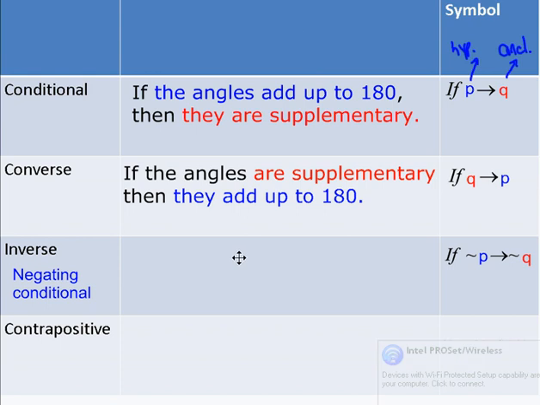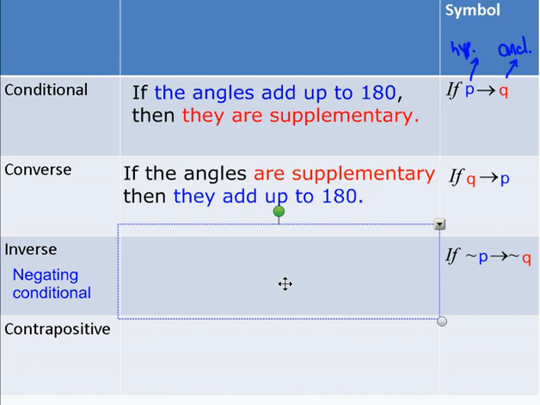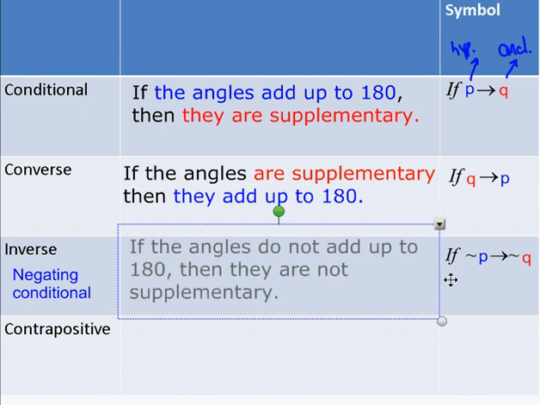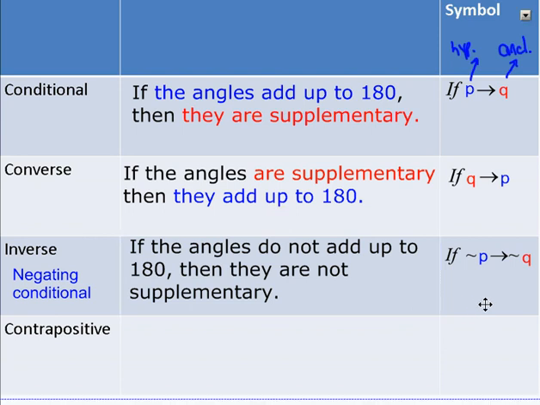So let's go ahead and do that. You're going to negate the hypothesis and the conclusion. You're going to negate P and Q. Add the word not. So it says, if the angles do not add up to 180, then they are not supplementary.